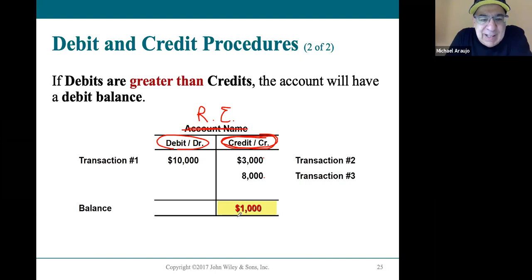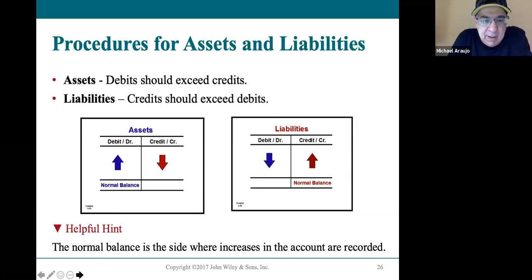So the balance in this particular account, if I asked you what's the balance in retained earnings right now, you would tell me it's a $1,000 credit balance. Okay, credit balance because it's on the credit side. And you'll get to learn this particular objective. You'll learn how to do those balances.